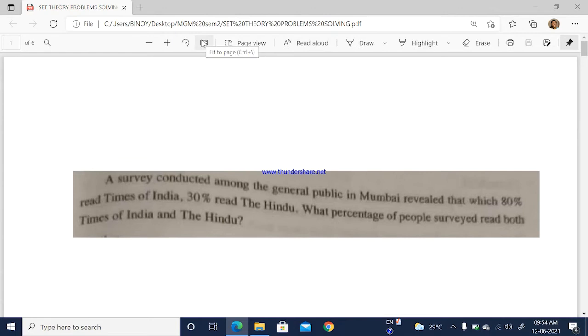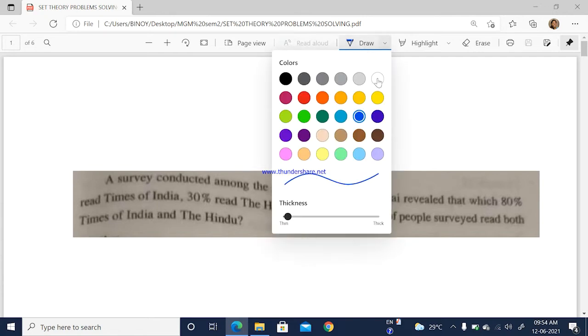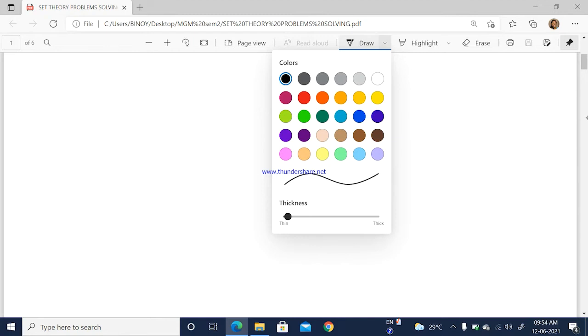In this lecture of S2 Business Mathematics, we are focusing on the set theory problems with Venn diagrams and with the formula. So let's consider the first question.